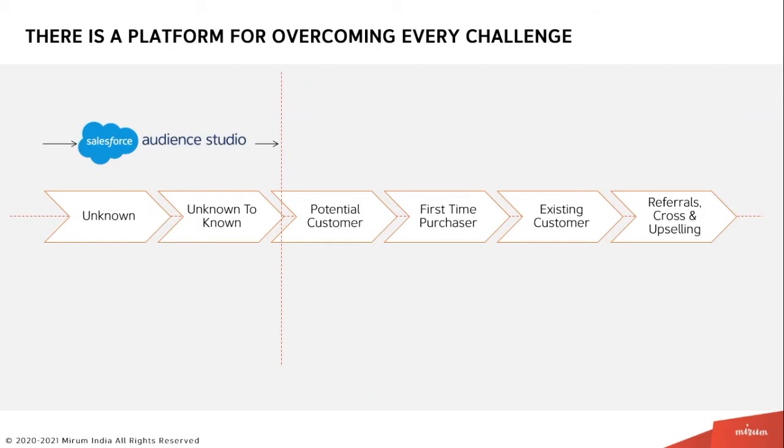DMP's key role, and it's not limited to that particular part, is to make that unknown person or prospect into a known entity, and then warm it up even further so that we can create a potential customer out of them, and then the purchase happens, and then they become an existing customer and do a referral, upsell and cross selling. That's the part, but we'll be focusing more on the left hand side of the screen where the DMP will play a key role.